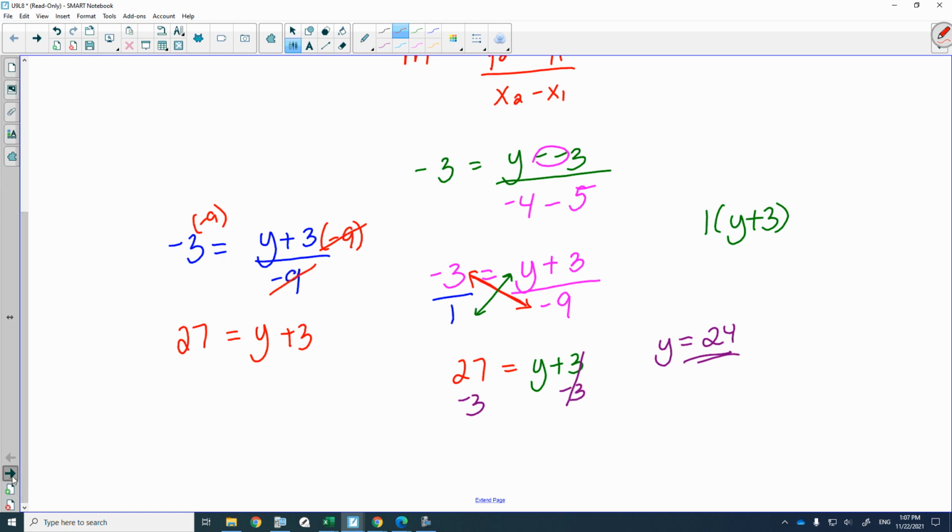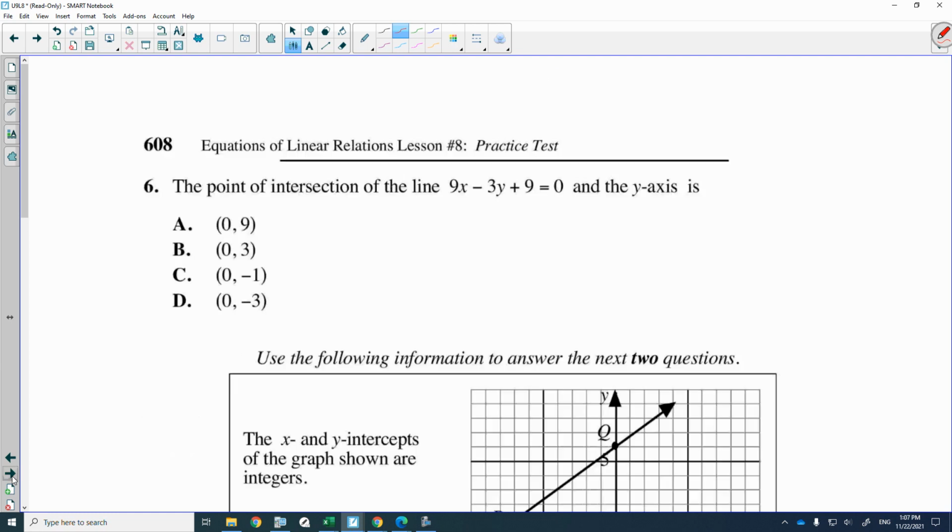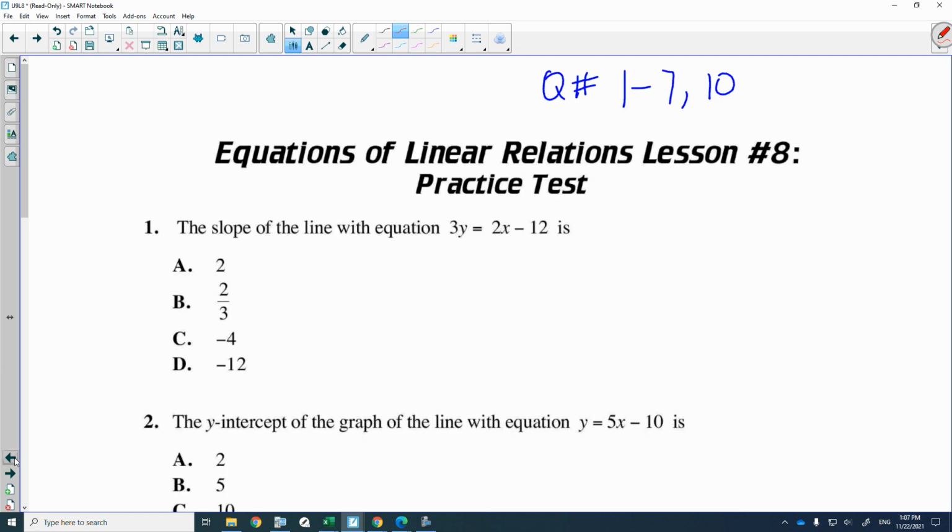I want you to now flip your book to page 607, and I'll give you your practice test questions. And I'll actually show you a quiz question that was on here that the majority of you got wrong. The first one. On page 607, just right at the top, 1 to 7 and 10. Those are the only good questions. So 8 questions that you could do from here.